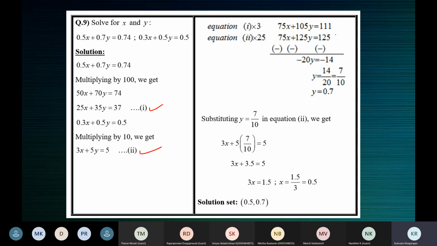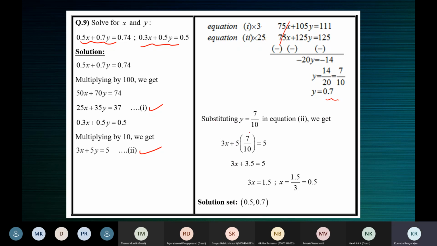I have done it using the elimination method, by eliminating the first variable. So I've eliminated x and found the value of y. And why do we write y is equal to 0.7? Because in the equations we have decimal numbers, 0.3, 0.7, 0.5, so we wish to write this as 0.7. y is equal to 14 by 20, or y is equal to 7 by 10, which is 0.7.